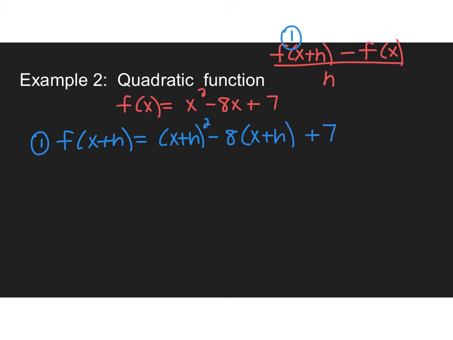Now we had a question similar to this on the warm-up. Remember that x plus h squared implies that there are two of them, x plus h times x plus h. Meaning we have to make sure we multiply that all the way through. When we do and we simplify, we get x squared plus 2xh plus h squared. Then I'm going to distribute that negative 8 all the way through.